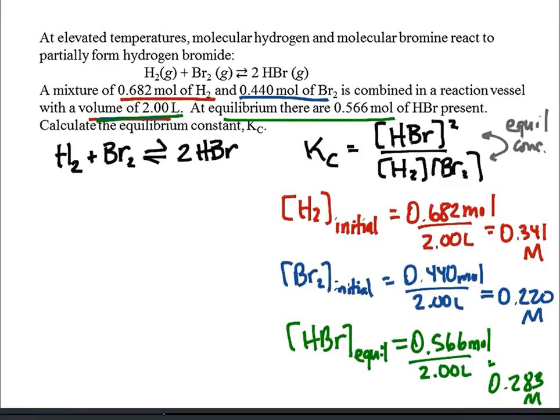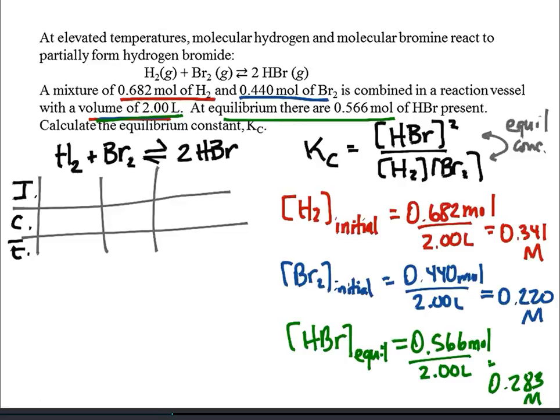So this is like the lab you did with the standard curve that you made, and you calculated the equilibrium constant. This was your initial introduction to ice tables. So we're going to make an ice table. We're going to plug in the values we know, 0.341 molar H2, 0.220 molar bromine, 0 molar HBr because you're not given any amount that was added to the initial vessel.